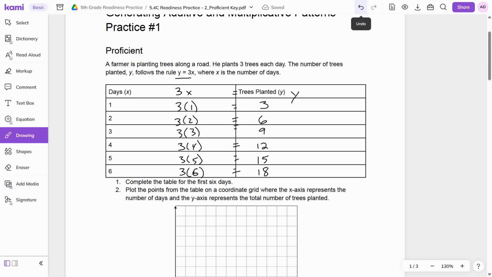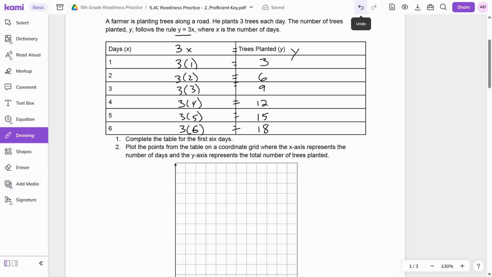Now we need to plot these points. Well, how do we get xy coordinates? Well, remember, these are our x's right here, and then I just filled in my y's. So if I want to think of them as coordinate pairs, I could think of 1, 3, 2, 6, 3, 9, 4, 12, 5, 15, and then 6, 18.